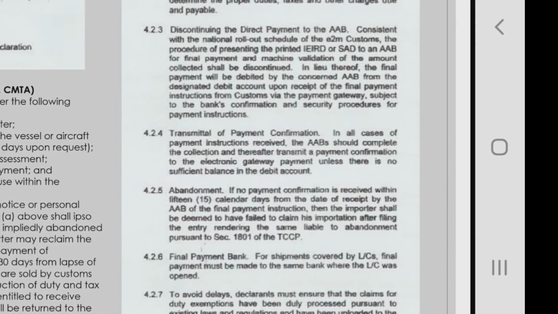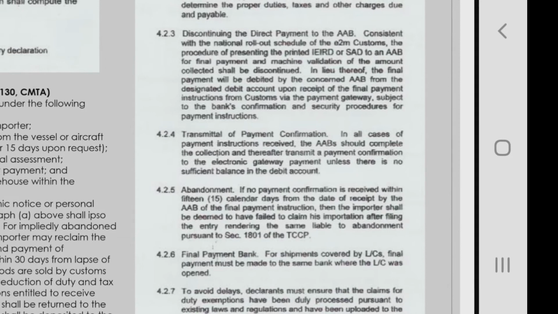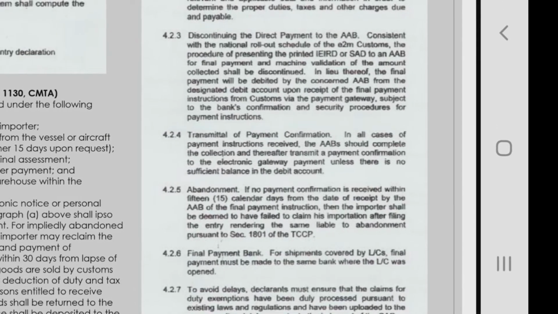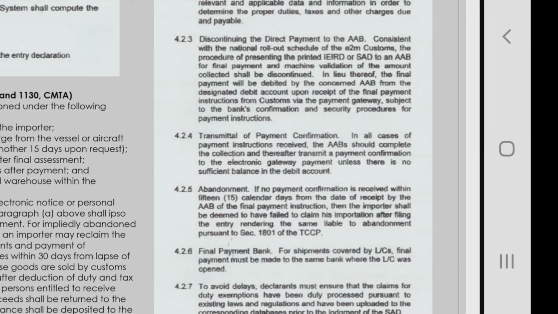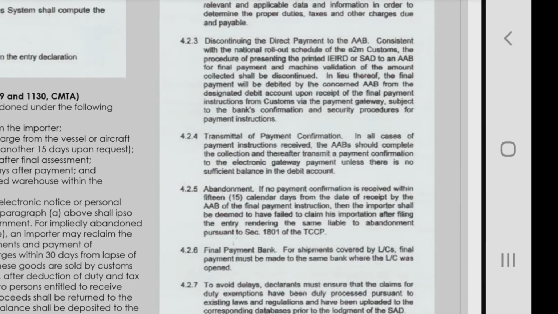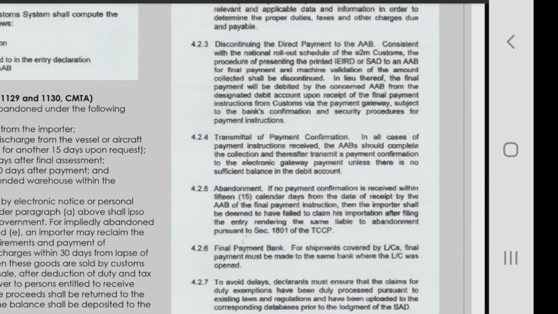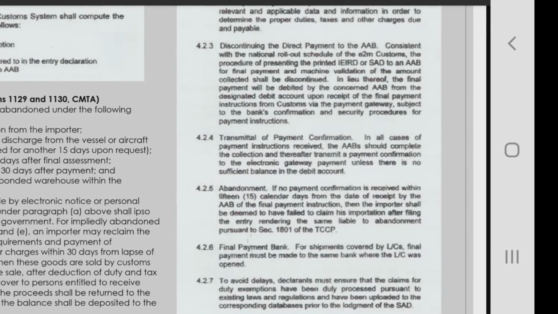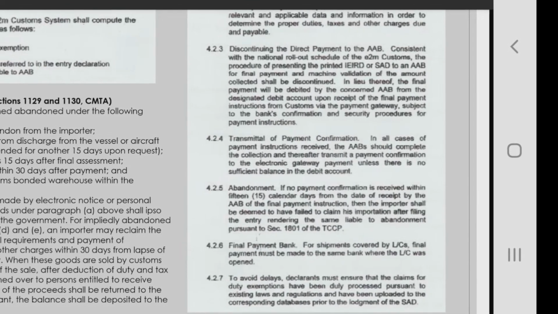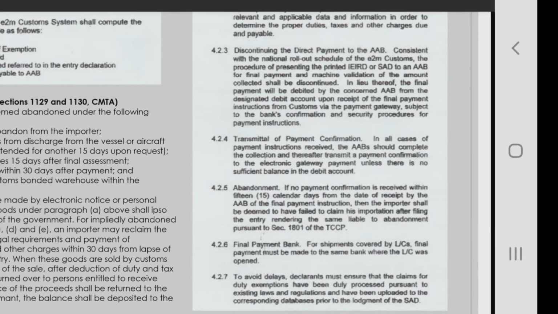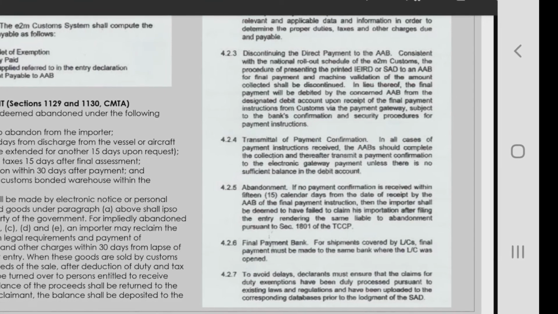Transmittal of payment confirmation. In all cases of payment instructions received, the authorized agent bank should complete the collection and thereafter transmit a payment confirmation to the electronic gateway payment unless there is no sufficient balance in the debit account. As I've said earlier, when the authorized agent bank receives the final amount to be paid by the importer, then the authorized agent bank will be confirming the payment of duties, taxes, and other charges. The importer should have a sufficient fund in his debit account for that particular importation or shipment to be paid by the authorized agent bank.